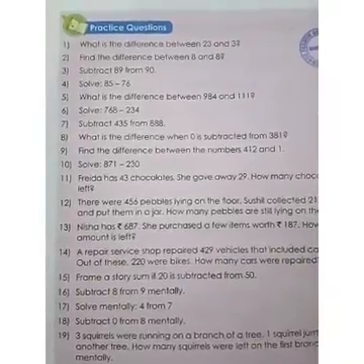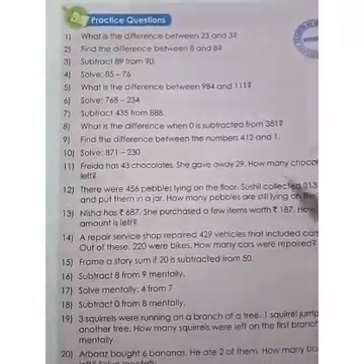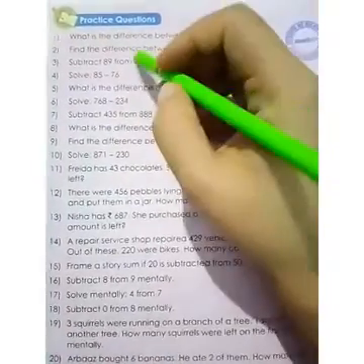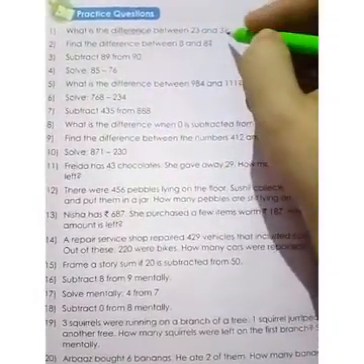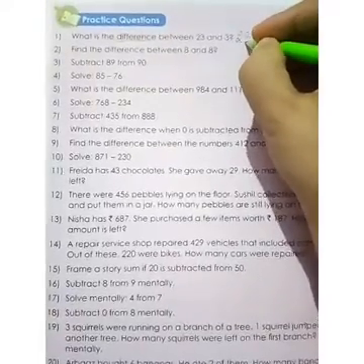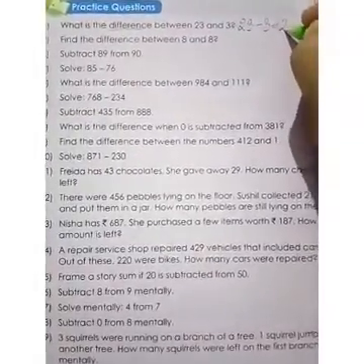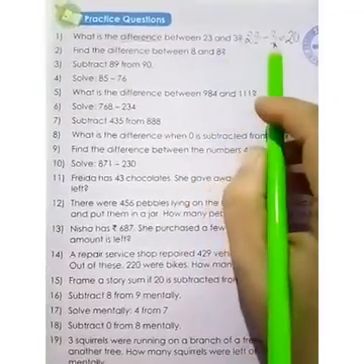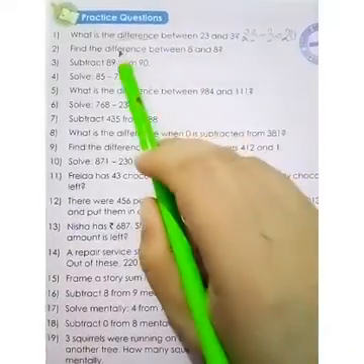So children, these are the practice questions from the chapter subtraction of the workbook. Let us start. What is the difference between 23 and 3? The word difference is another word for subtraction. So when the word difference is there, you have to write 23 minus 3. What is the answer? 23 minus 3, the answer is 20, isn't it? The bigger number will come before and the smaller number will go behind. So the answer is 20.